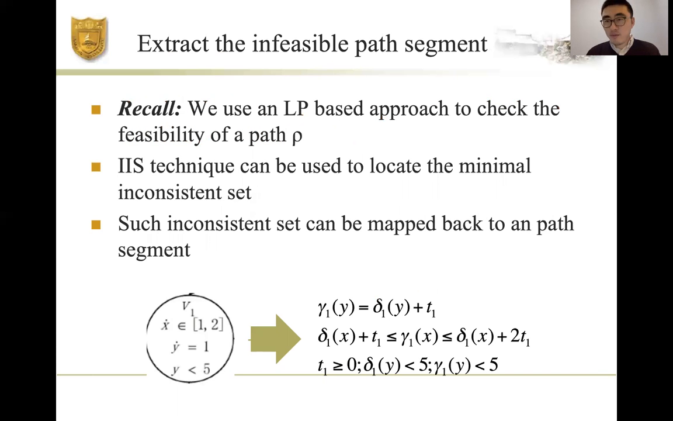So what we do now, we want to use this method to extract the infeasible path segment. You may recall we used a linear programming-based approach to check the feasibility of a path. The IIS technique can be used where? It can be used to locate the minimal inconsistent set. Such an inconsistent or infeasible set can be mapped back to a path segment. As we can see, all these linear constraints come from one of the syntax elements in the model directly, right? So once you say, oh, this one and this one conflict, then we can say, okay, the constraints in this location make trouble.